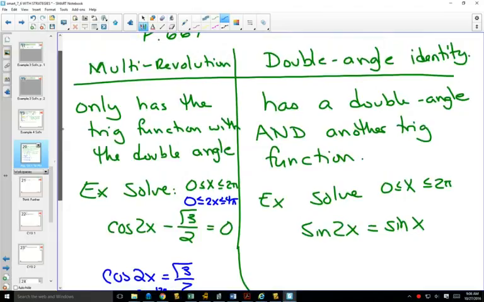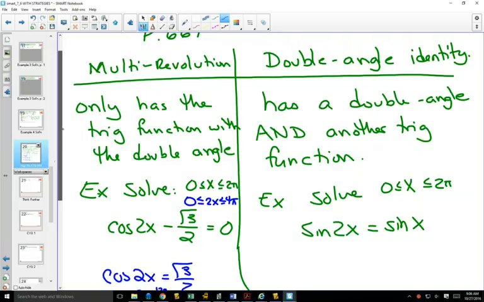Now, if you have a double angle trig function and another trig function in the equation, then using your strategies for multi-revolution questions won't work. Then you're going to need to change the double angle trig function using its identity and then be able to solve it using our strategies from before.